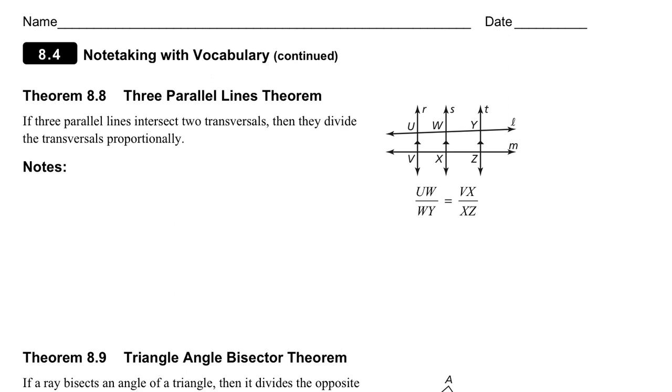The third theorem says if three parallel lines intersect two transversals, then they divide the transversals proportionally. This is called the three parallel lines theorem. So recap, we've had the triangle proportionality theorem, and then we've had its converse. The triangle proportionality theorem says if you have a triangle and there's a line on the inside that's parallel to a side, then it's going to break up the sides that are divided proportionally, and then we have the converse. Now we have the three parallel lines theorem, so this does not deal with triangles. It just says if we have three parallel lines and they're intersected by two transversals, then they divide the transversals proportionally.